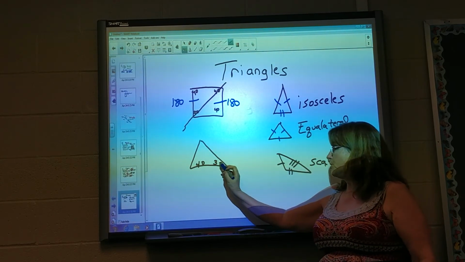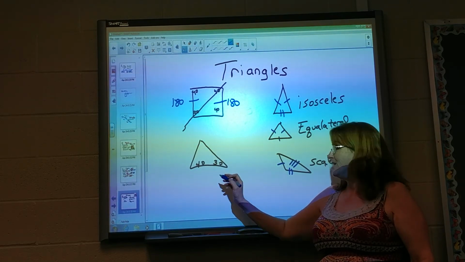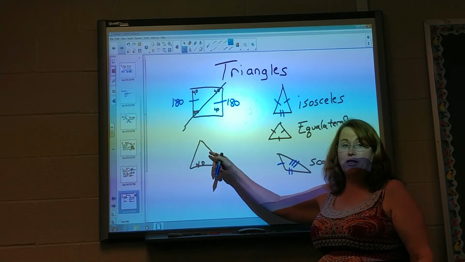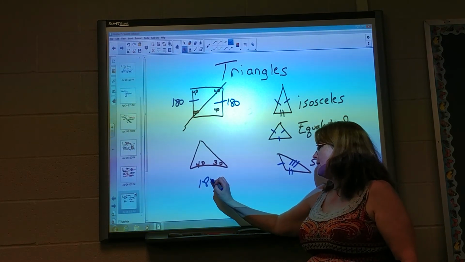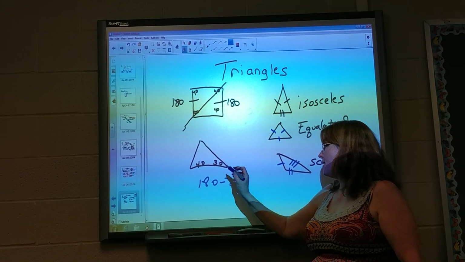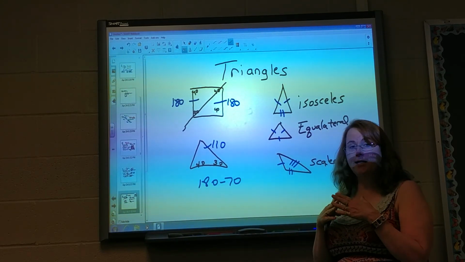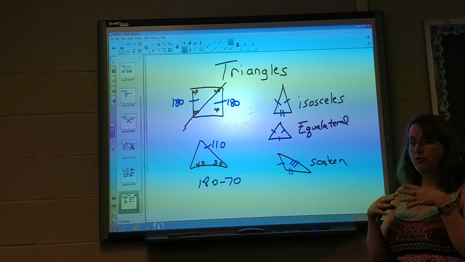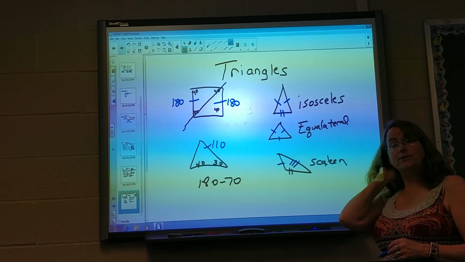So if we knew this one was 30 and this one was 40 and we need to get to 180, and again, this does not look like 110, but it is 110 because I know that 180 take away 70 is 110, so this angle is 110. I didn't draw it to scale, it doesn't matter. I just said two of your angles are this, what's your third angle? So it's understanding angles in that regard.